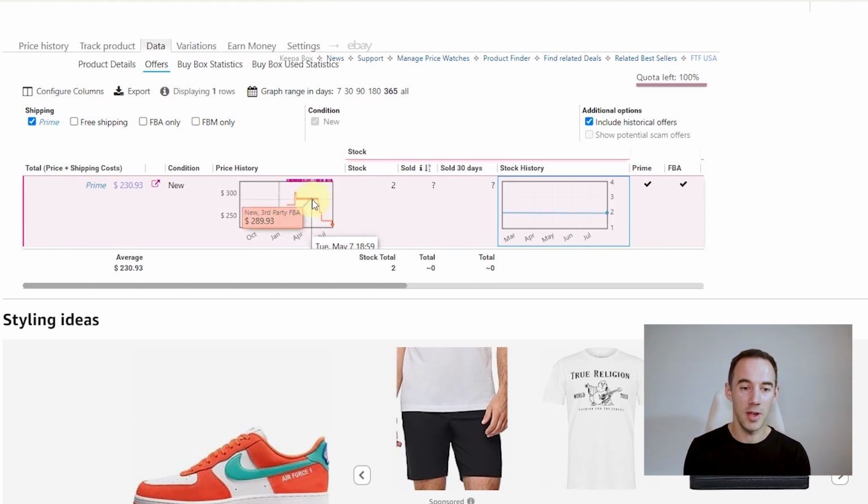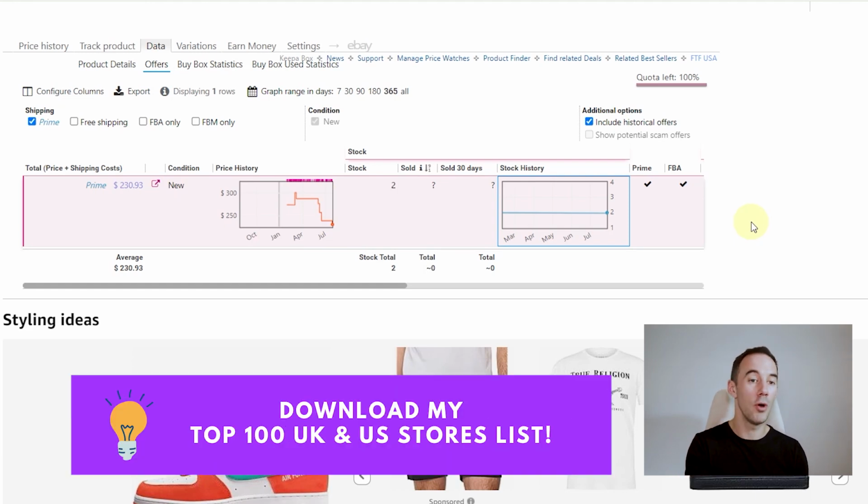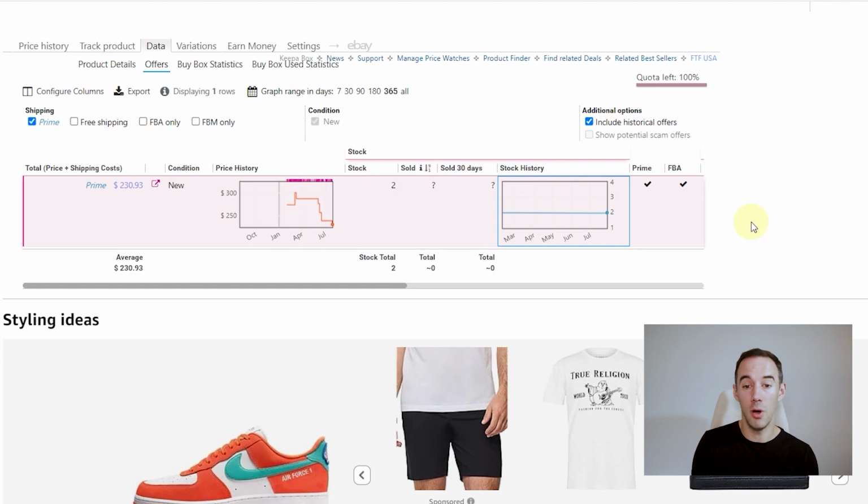And he's dropped his price from 289 to 240, and he still hasn't sold a thing. So if I was looking at this product right now, not only would I be looking at the variations and seeing that nothing's changed in that, I'd also be looking at the offers and saying, no one's ever sold it, I would never buy this. Gives you a really good understanding of what you need to be looking at in variation listings.